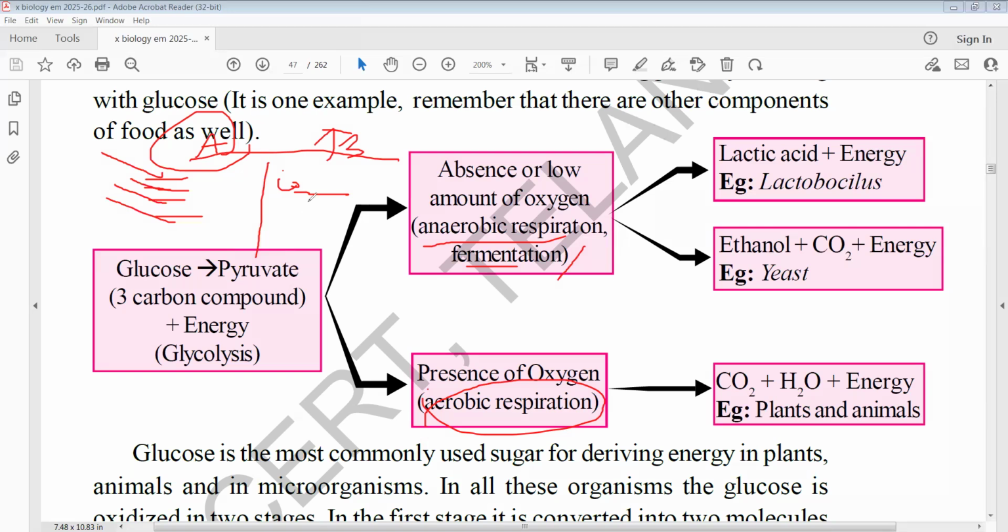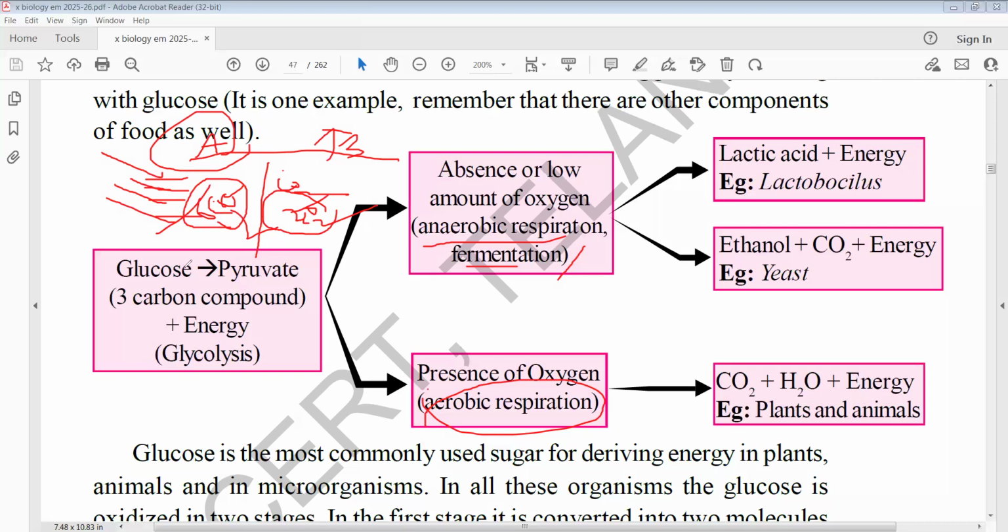Another difference is the CO2 released: in aerobic respiration, six CO2 molecules are released, whereas in anaerobic respiration, only two CO2 molecules are released. These are the major differences. Also, in aerobic respiration energy is released in a stepwise manner, but here energy is released at once as heat.